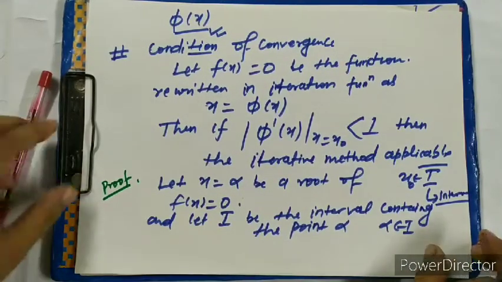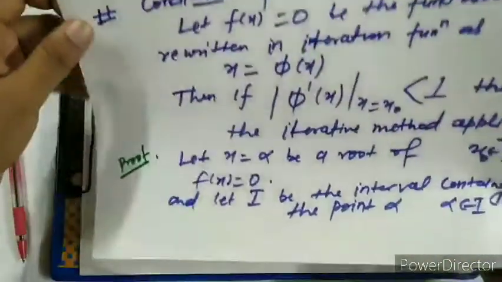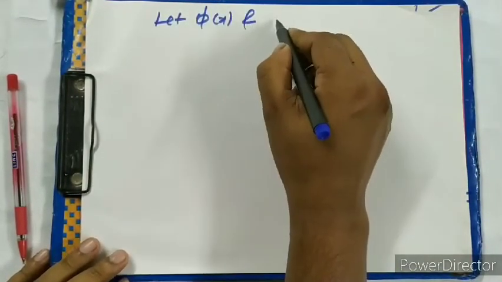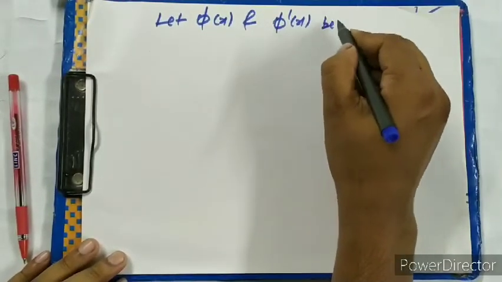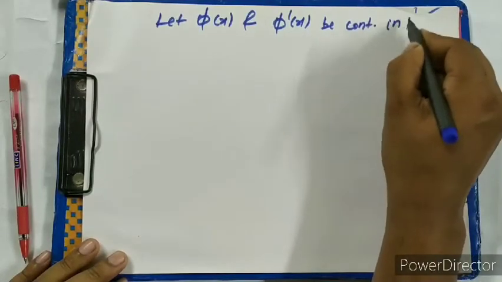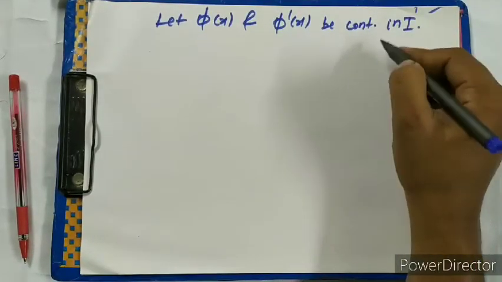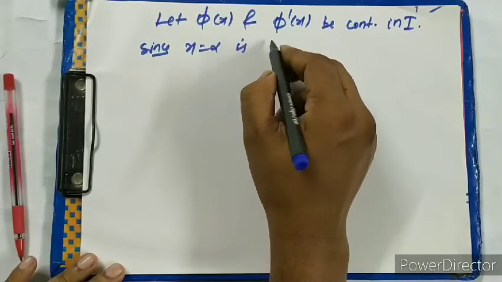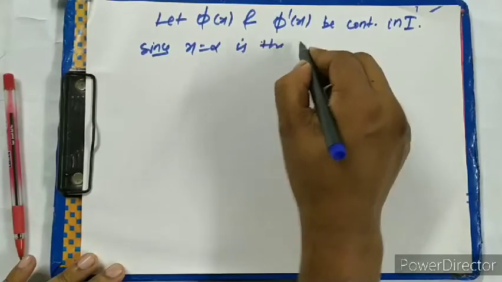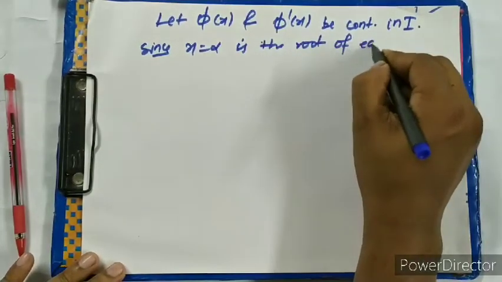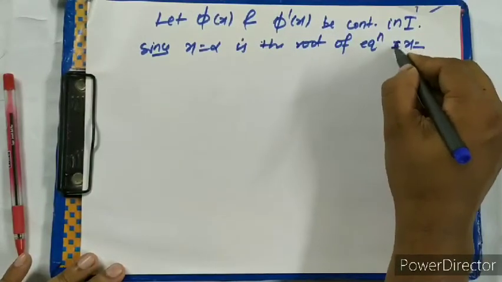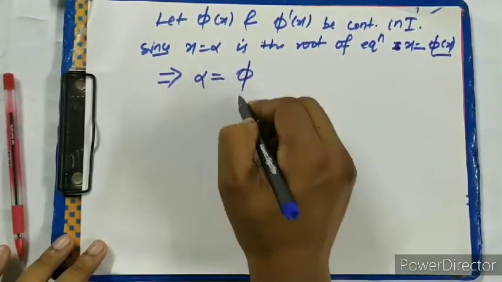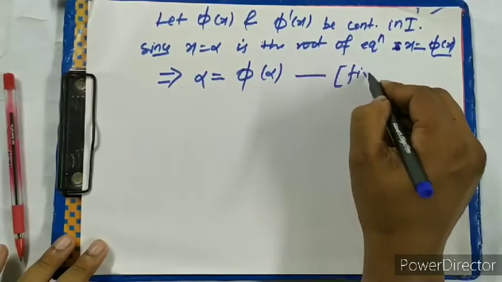Is it clear? In the next step, let φ(x) and φ'(x) be continuous in I. Since x = alpha is the root of the equation x = φ(x), it implies alpha = φ(alpha) from the fixed point theorem.